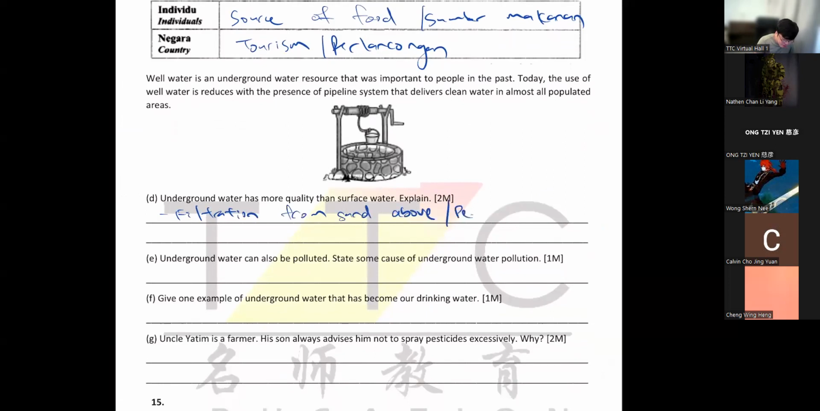Okay, filtration from sand above. This is called penurasan. Penurasan oleh pasir. It is not exposed to pollutants. Tidak terdedah.